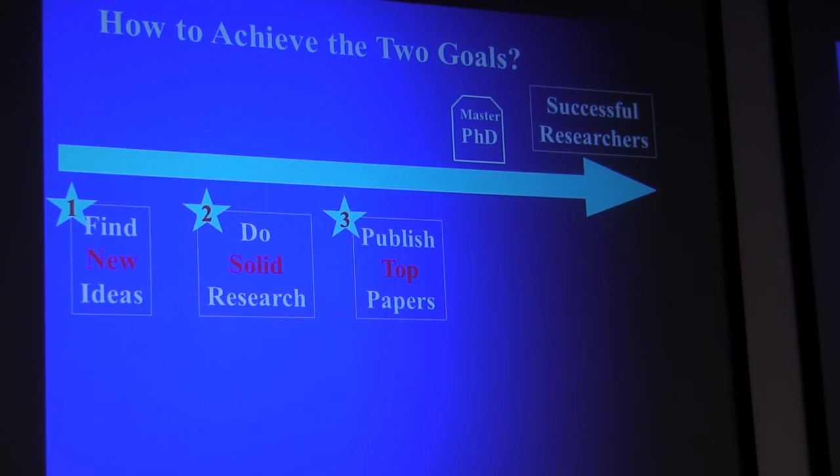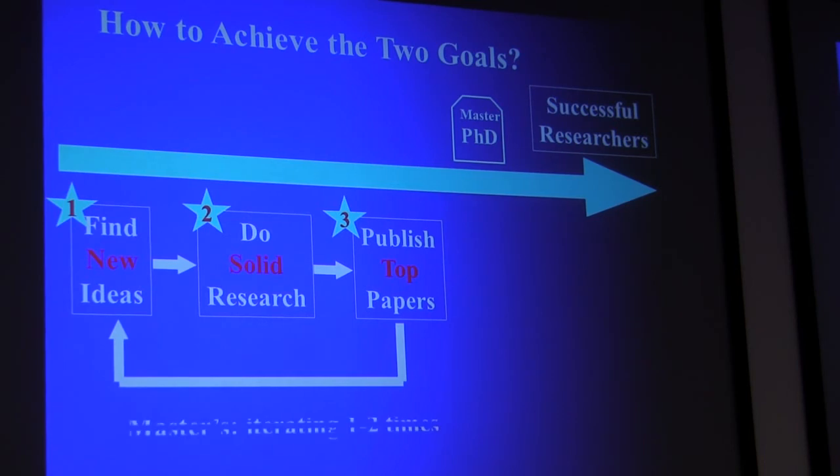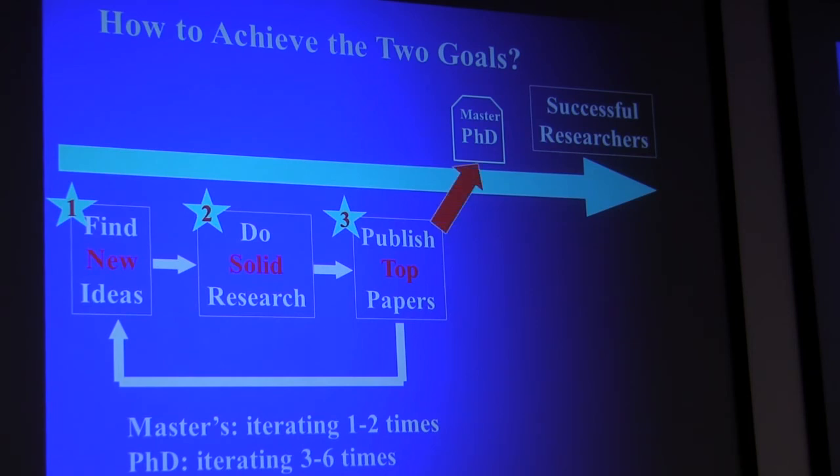However, to get a master's or PhD, usually you don't do that just once. It's actually more or less an iterative process. For masters, you may iterate just once because time is short. Sometimes you have just 1 year. But for PhDs, you will iterate 3 or 6 times. And that's why we need to start writing early, to learn all these skills. After you iterate this 3 or 6 times, your supervisor says, I think you can graduate, and you get your degree, and you go on to become a successful researcher.